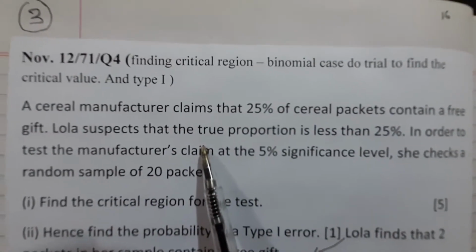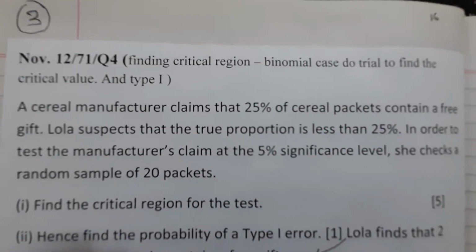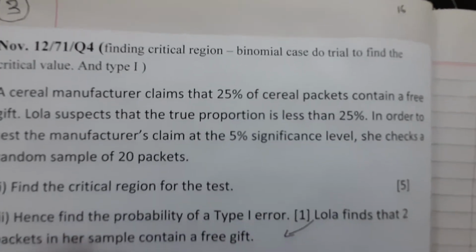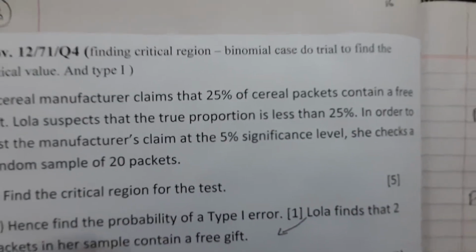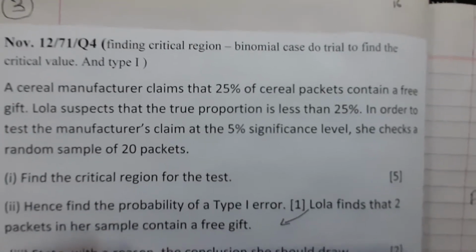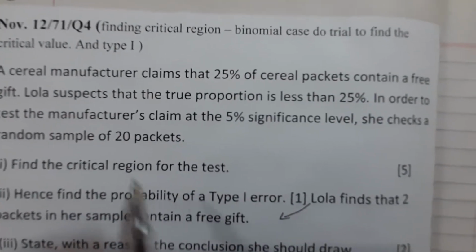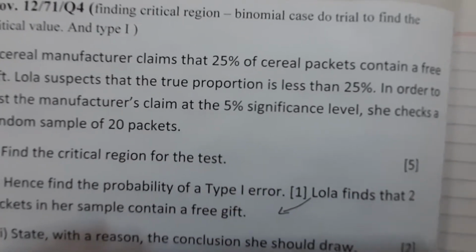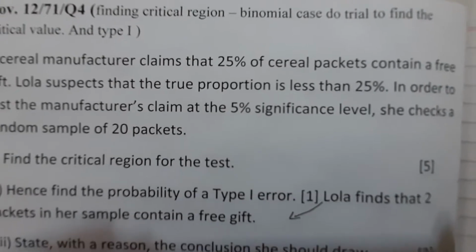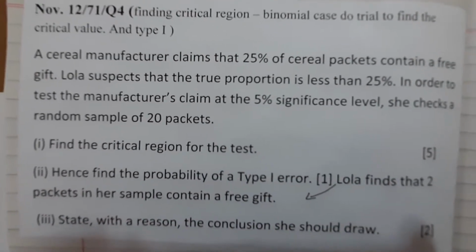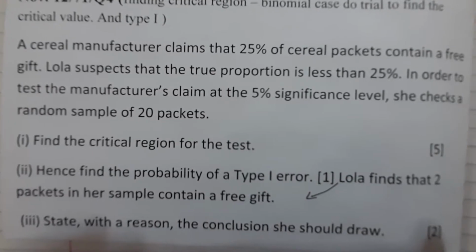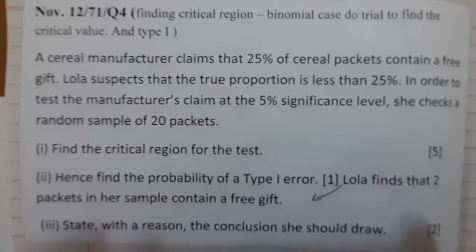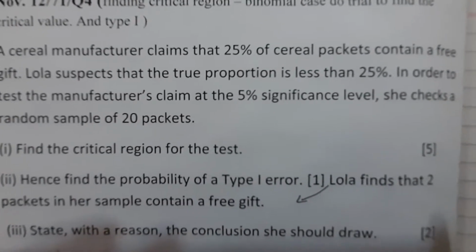Now let's see this question. It is about a cereal manufacturer, and they said that 25% of the cereal packets have a free gift. So they are basically advertising that there are free gifts in their packets so that people can buy more packets. Lula says she suspects that the true proportion is less than 25%, whereas the manufacturer claims that it is 25%. So we have to test this claim at 5% significance level, and for that she selects 20 packets.